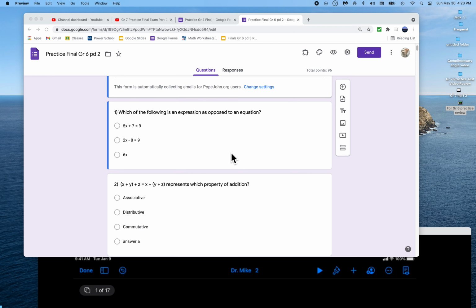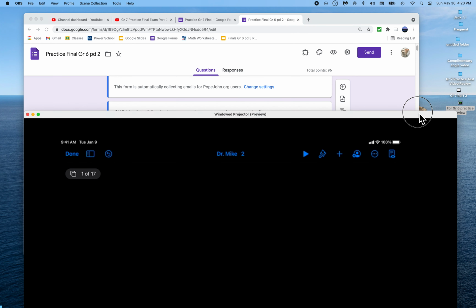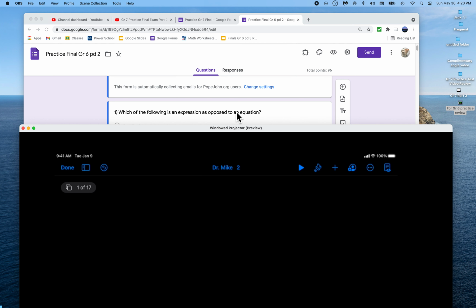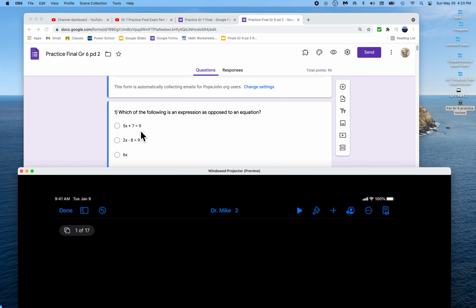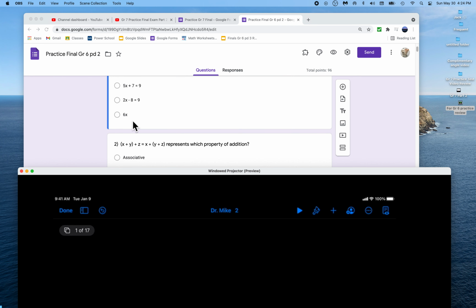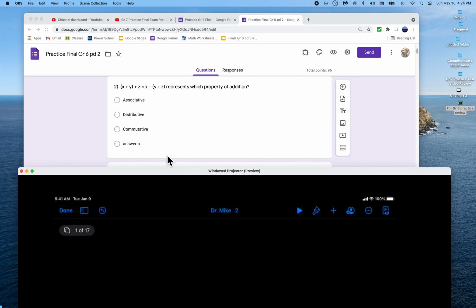The first one, which of the following is an expression as opposed to an equation? There's that word equation. Remember, equal is the prefix of the word equation. Therefore, that's an equation, but this isn't. If it's not an equation, we call it an expression. So the answer to this one would be the one without the equal sign, namely 6x.